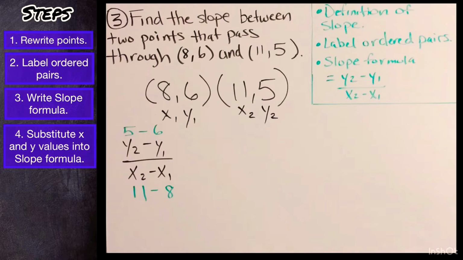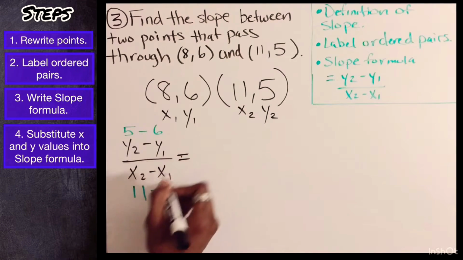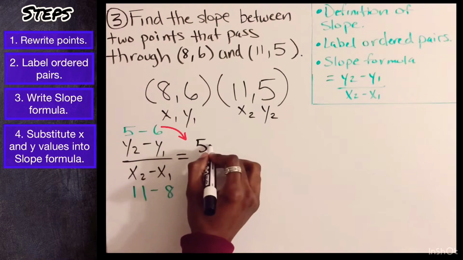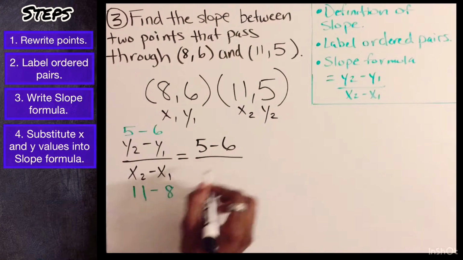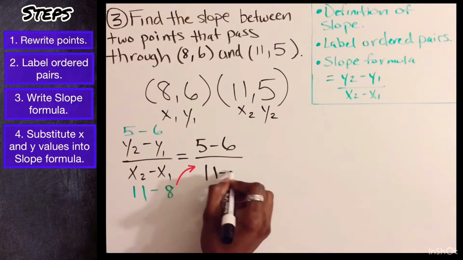Okay, so let's start filling this out. Finishing our step with substituting. So our numerator shows 5 minus 6, so let's write that here. And over our denominator, that shows 11 minus 8. And we'll write that.